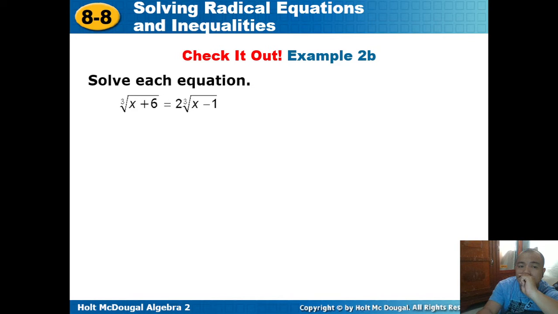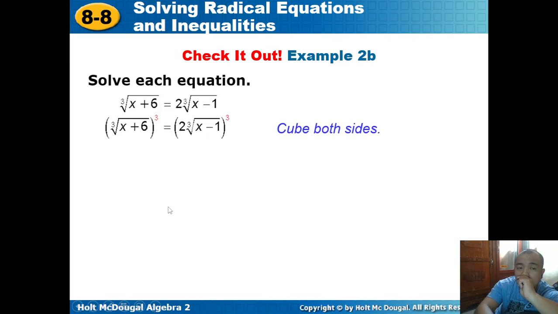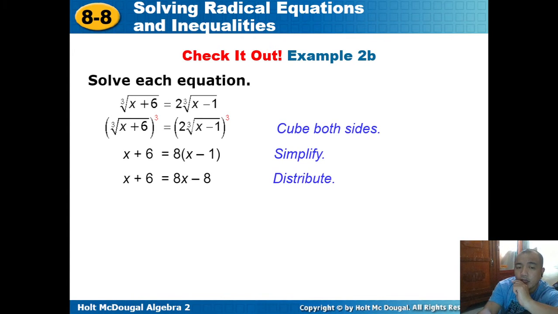Another, cube root of x plus 6 equals 2 times the cube root of x minus 1. So, since 3 yung index, we're going to get the cube of both sides. So, the cube root of x plus 6 cubed is x plus 6. Then, the cube root of x minus 1 cubed is x minus 1. But the cube of 2 is 8. 2 times 2 times 2. So, distributive property, 8x minus 8 equals x plus 6.